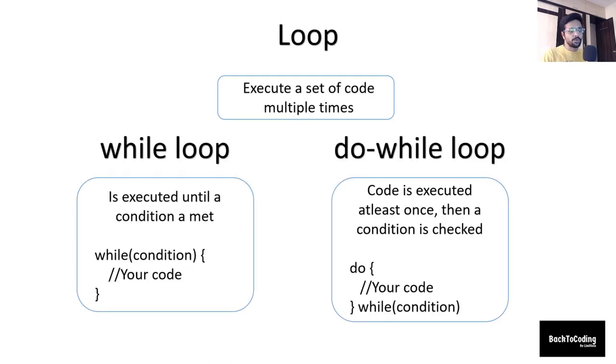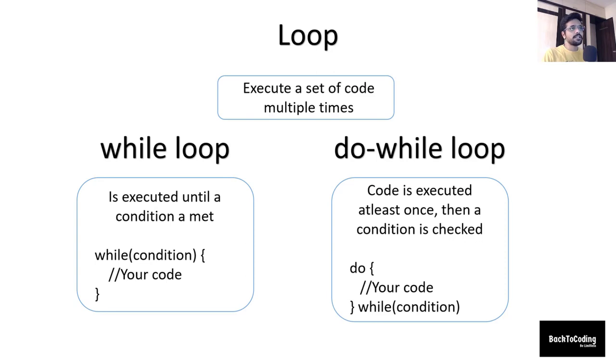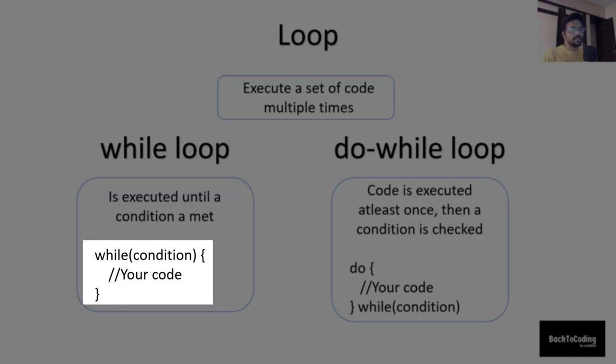Next we'll see what loops are. Loops are something with the help of which you can execute a set of code multiple times. So let's say you have a list of names and you have to find a particular name from that list. In such scenarios, you can use any type of loop. Let's see them one by one. While loop. A while loop is used to repeat a block of code several times. It is executed until a condition is met. Here's the syntax for the while loop.